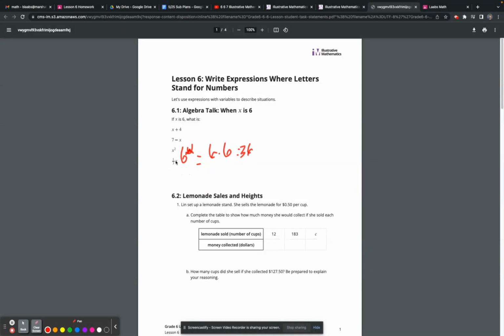And this last one, 1/3 x, is asking what is a third of 6. We would put the 6 over a 1, multiply your fractions across, which gives you 6 over 3, which means 6 divided by 3, and that equals 2.